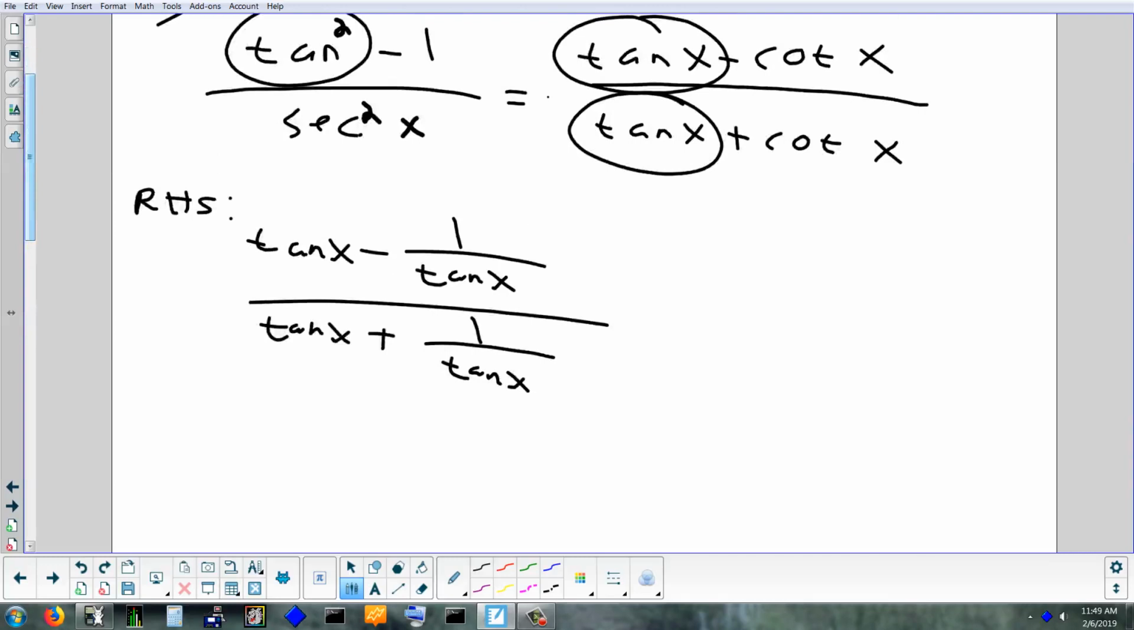Right. Any questions so far? All right, now let's find a common denominator in the top and in the bottom.